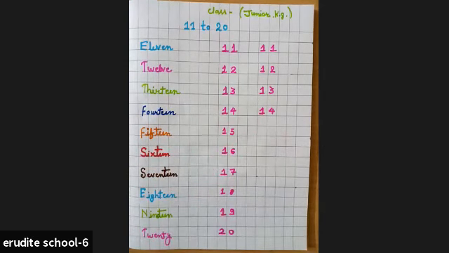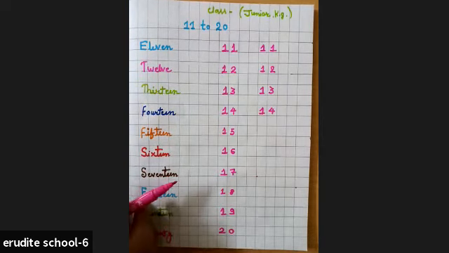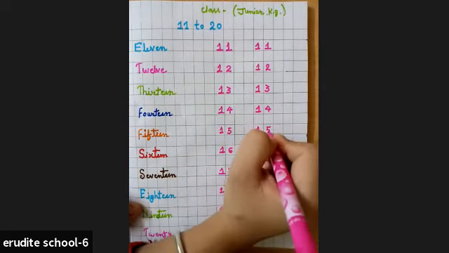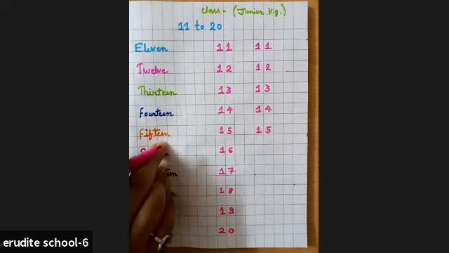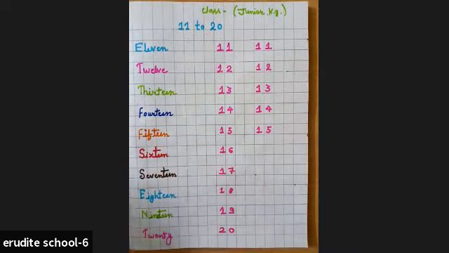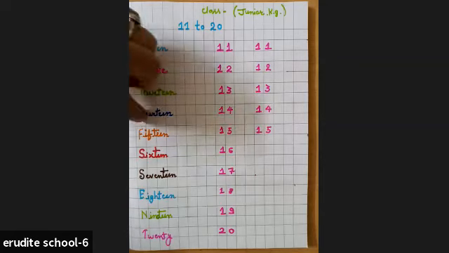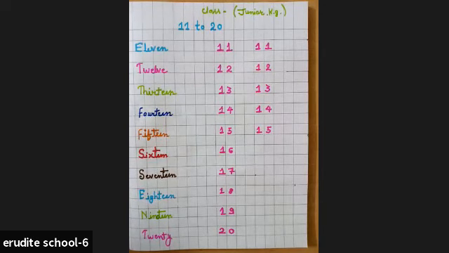Okay. And now next digit, 15. So let's start. 1 5 15. Spelling of 15. F I F T E E N. 15. Spelling of 15. F I F T E E N. 15. 1 5 15.